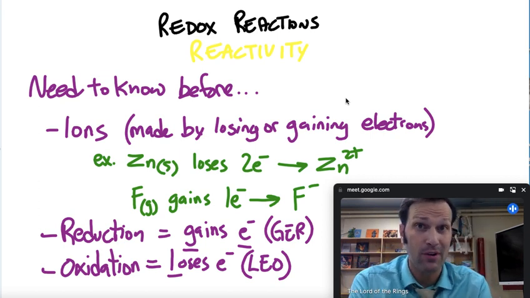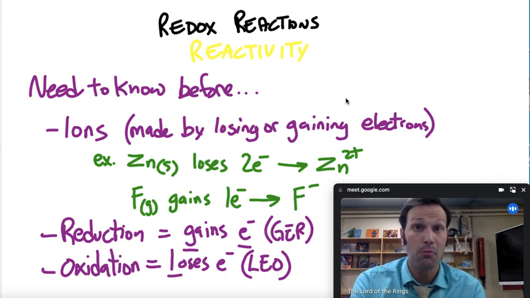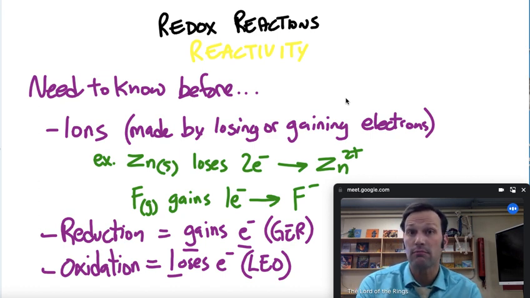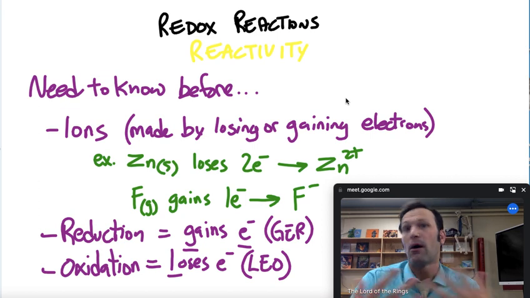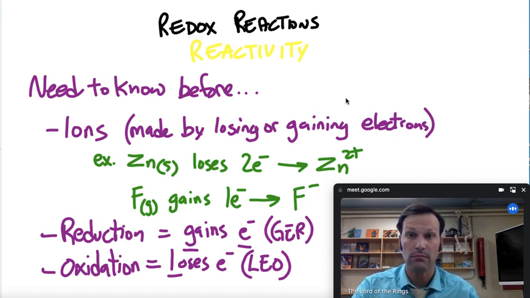Redox reactions, reactivity involved in it. There's some things you need to know beforehand, like ions. Losing electrons means you have a positive charge. That's a cation. Gaining electrons means that you're an anion. If you don't know it, go review it.